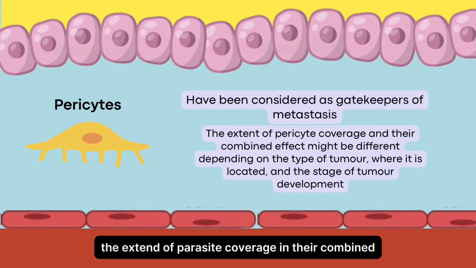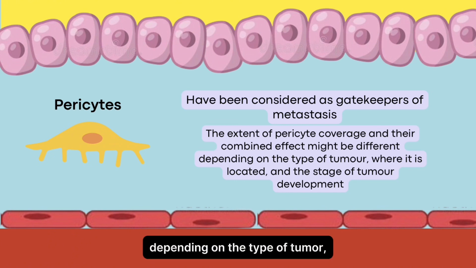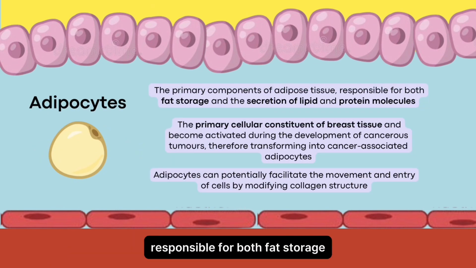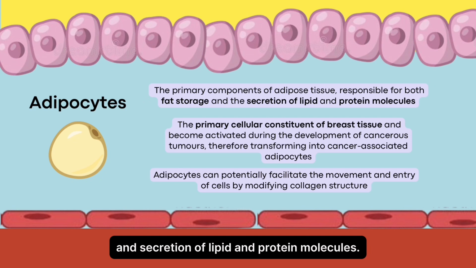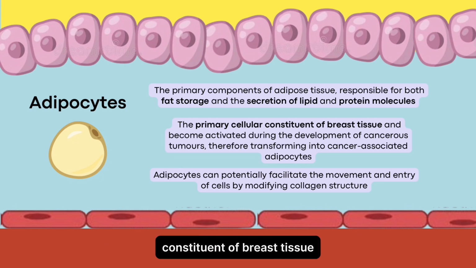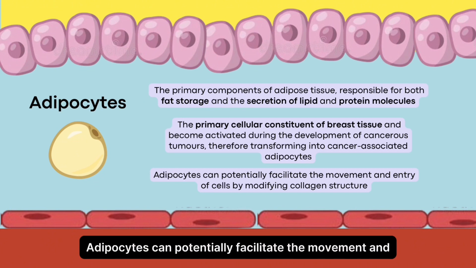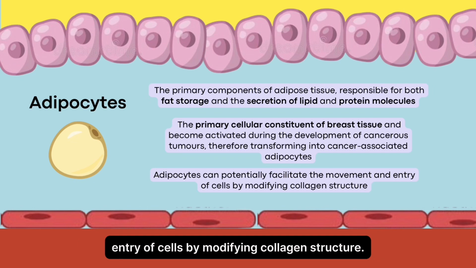Indeed, the extent of parasite coverage and their combined effect might be different depending on the type of tumor, where it is located, and the stage of tumor development. Adipocytes are the primary components of adipose tissue, responsible for both fat storage and the secretion of lipid and protein molecules. Furthermore, they are the primary cellular constituent of breast tissue and become activated during the development of cancerous tumors, therefore transforming into cancer-associated adipocytes. Adipocytes can potentially facilitate the movement and entry of cells by modifying collagen structure.